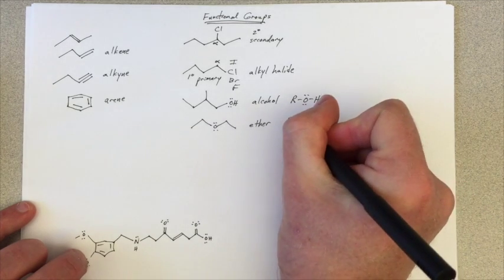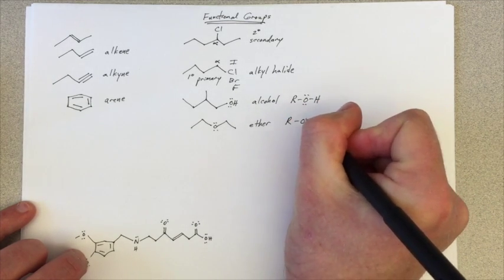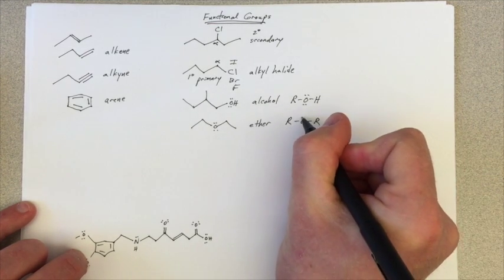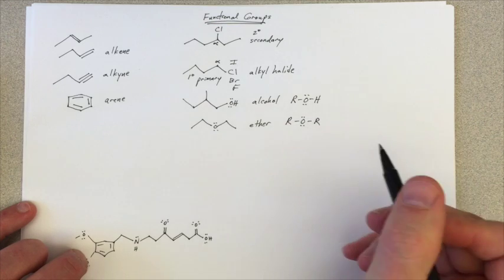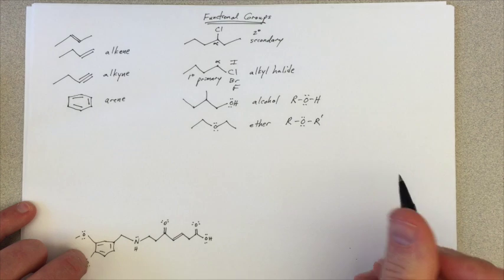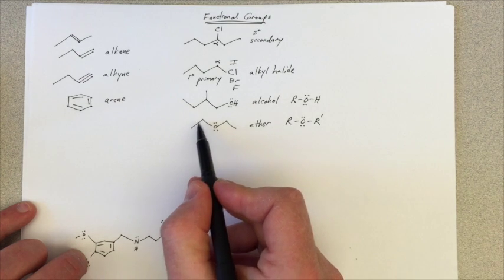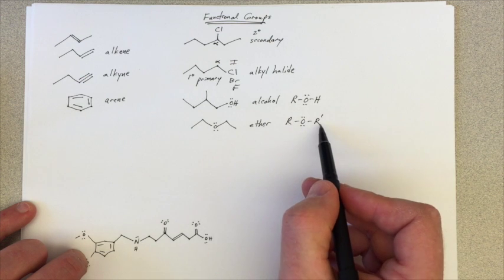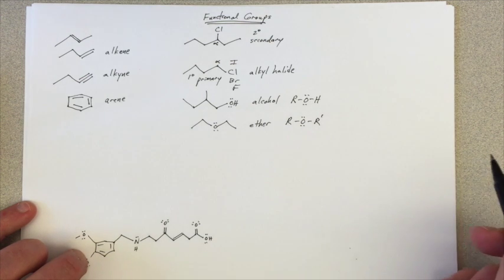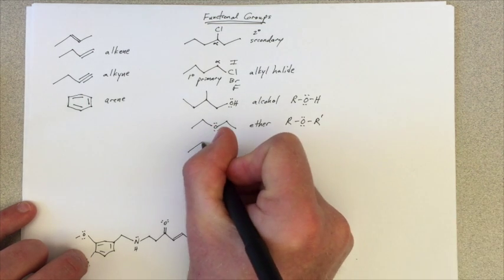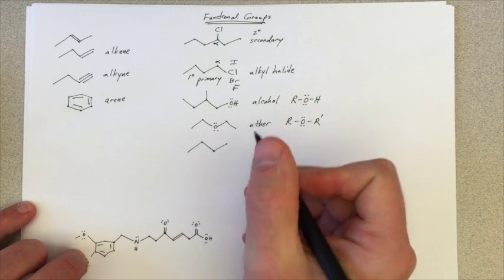An ether has an R group on either side of that oxygen, and that R group doesn't have to be the same. So we'll call this one R, R prime. In our case of diethyl ether, R is ethyl, R prime is also ethyl. Does that make sense?